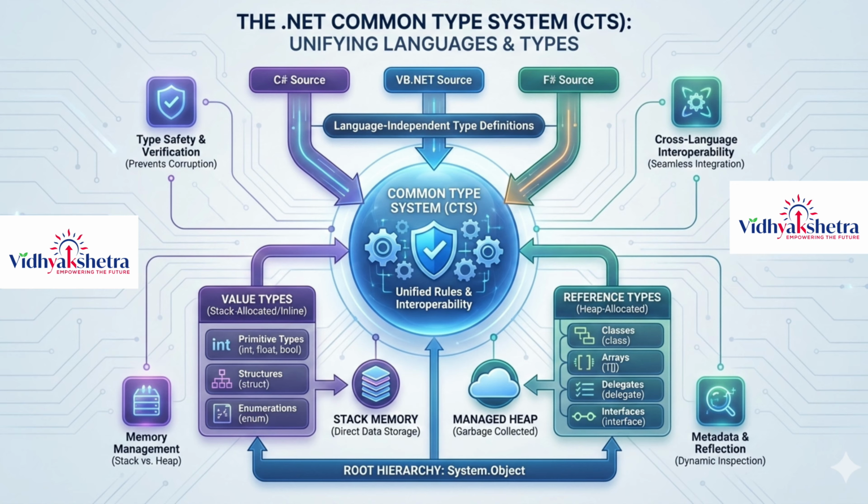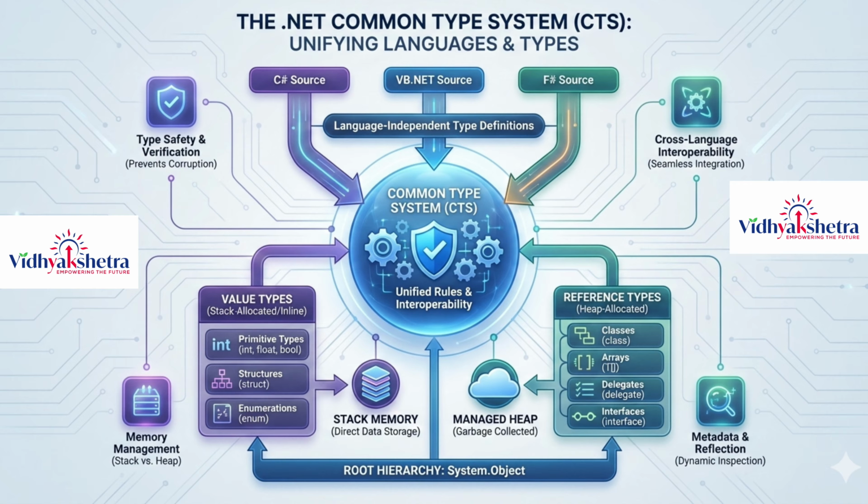The main goal of CTS is to ensure language interoperability. When an object is created in one .NET language, it must be usable by another language without confusion or data mismatch. CTS guarantees that every type, regardless of the language in which it was written, follows the same internal representation. This common understanding allows seamless communication between components written in different languages.